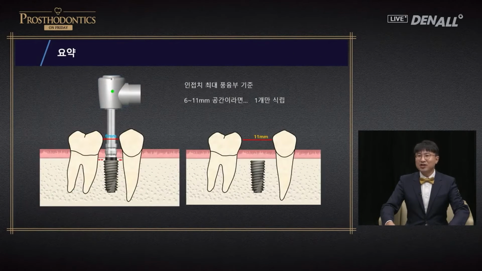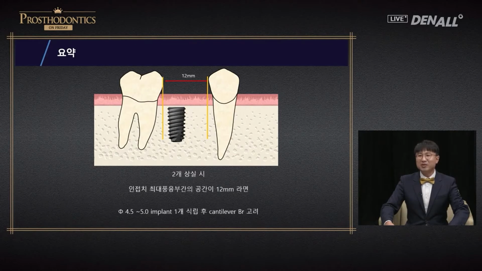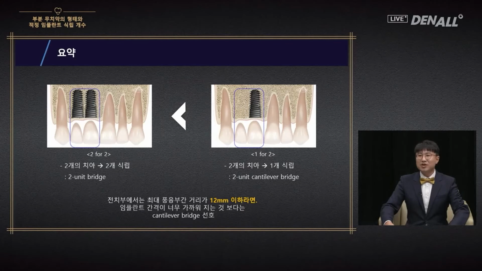Let's summarize. If the space is approximately 6 to 11mm, I would place only 1 implant. In 2 missing case, I would think long and hard if the distance is 11.1 to 12.9mm. From 12mm to 12.9mm, I would normally place 2 3.5 diameter implants, because I don't like a cantilever, but I keep this option in mind as well. In the anterior, if the height of contour distance is below 12mm, rather than having implants placed too close, I prefer a cantilever bridge.